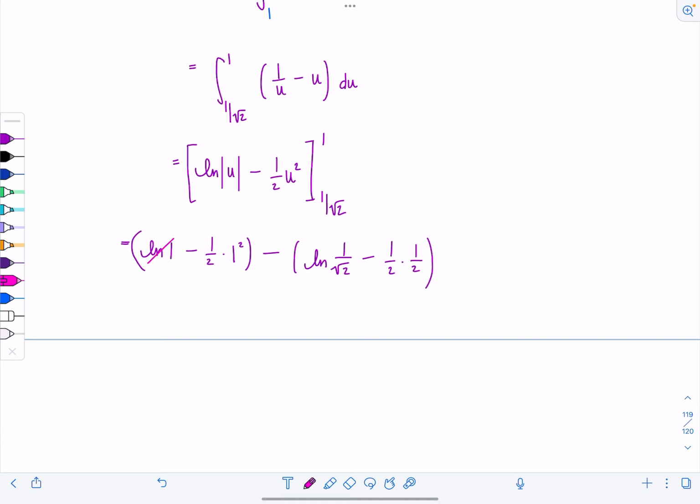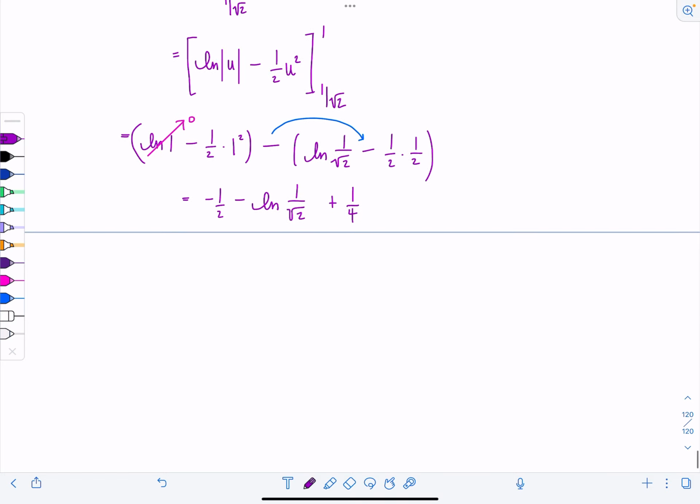Beautiful. Ln of 1, that's 0, so that's gone. And then now I have negative 1/2 minus ln 1 over rad 2. And then don't forget, see, this negative, when it distributes, is going to make this plus 1/4. All right, negative 1/2 plus 1/4, that's negative 1/4. And then minus ln 1 over rad 2 is positive ln rad 2.